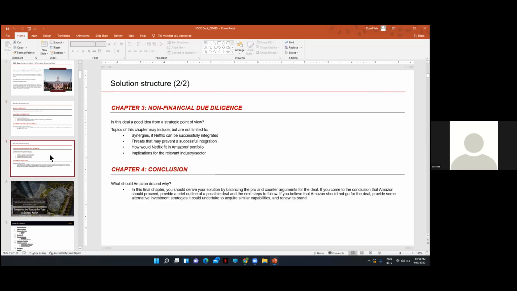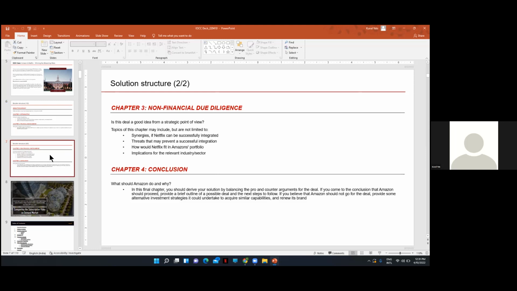Then we go to the non-financial due diligence here, which is understanding the strategic fit between the two companies. Would there be any synergies in the two companies? What would be the threats of the transaction? How would they stack up together if the acquisition goes ahead, and so on.